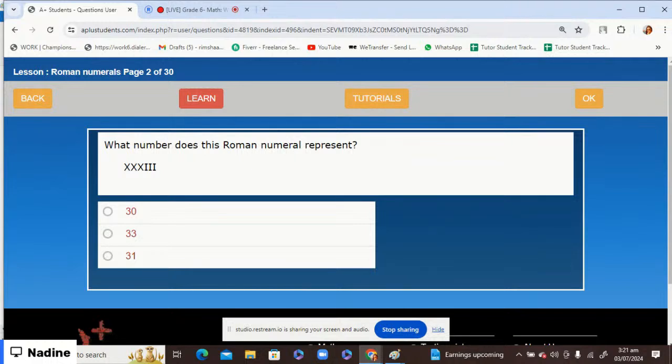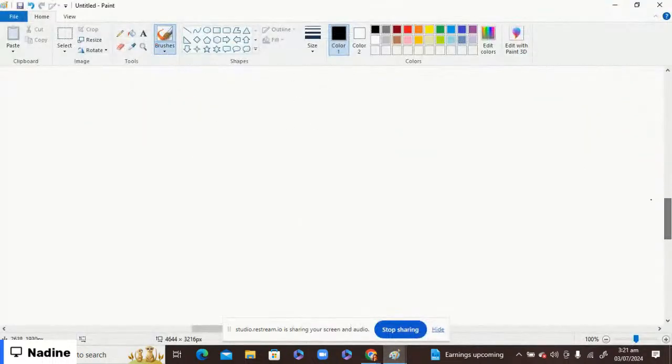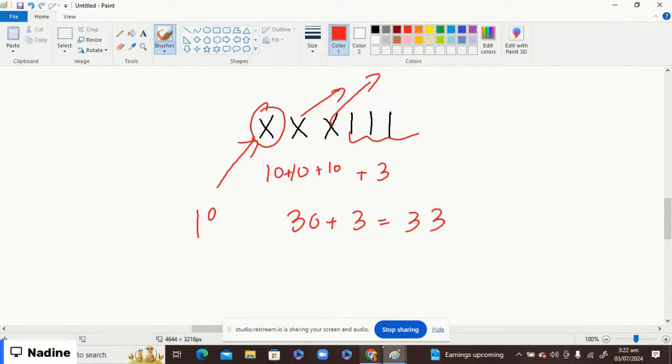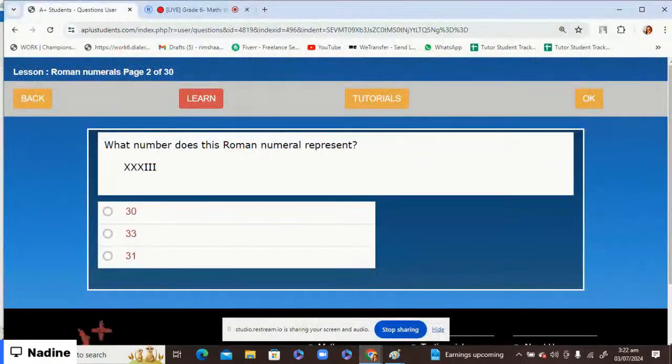So what number does this Roman numeral represent? There are 3 X's and then 3 I's. Let's check, okay? 3 X's and then 3 I's. 3 X's is basically 10 plus 10 plus 10 plus 3. So it means 30 plus 3, which is 33. Understand? This represents one 10, this represents the second 10, this represents the third 10, and these three are 3. So here we go with the option 33.